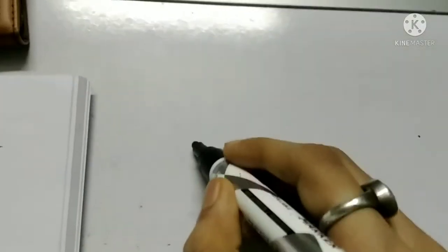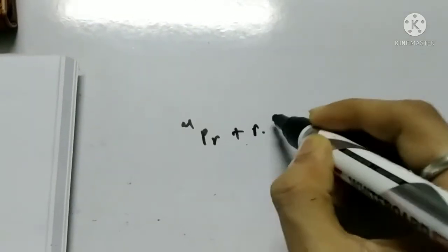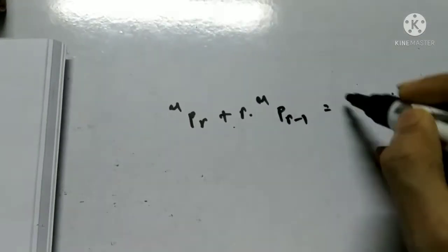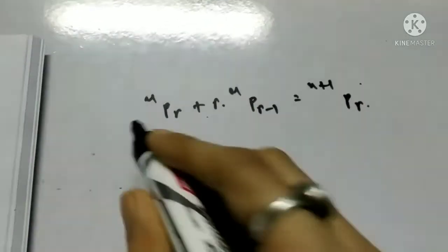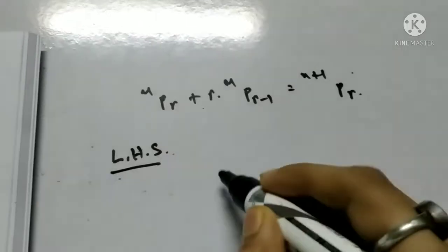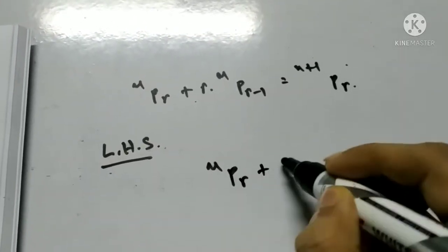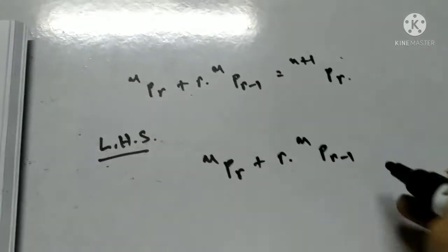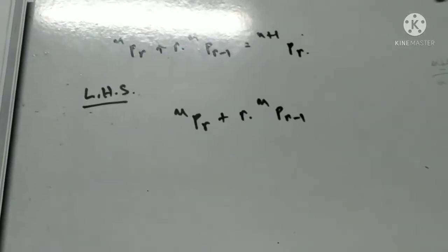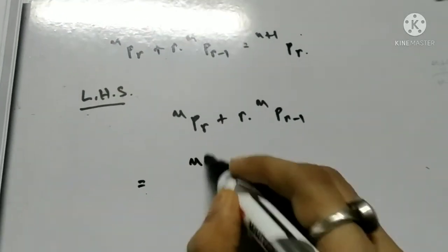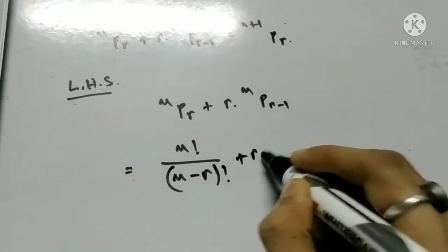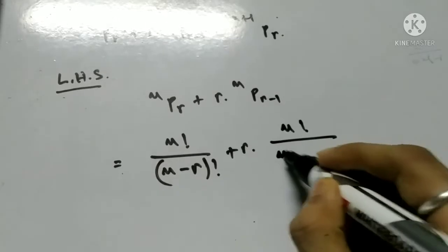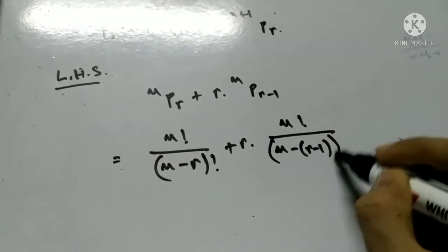So in this one, you see I have to prove that nPr plus r into nPr minus 1 is equal to (n+1)Pr. Okay, so here I will take the LHS. This is nPr plus r into nPr minus 1. Understand? So this is equal to n factorial by (n minus r) factorial plus r into n factorial by (n minus r minus 1) factorial.